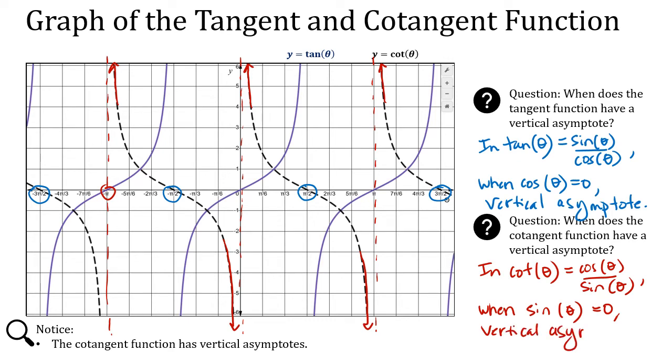Now, I'll leave it up to you to confirm what angle does produce a sine of 0. I'm going to guess that the answer to that is negative pi, 0, and pi.